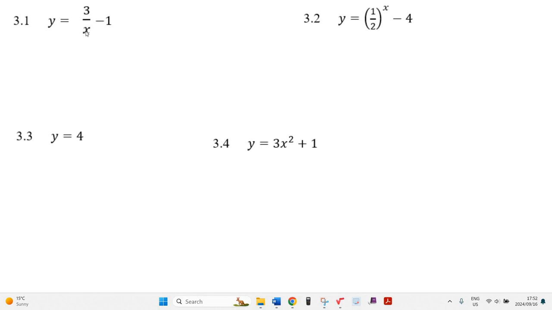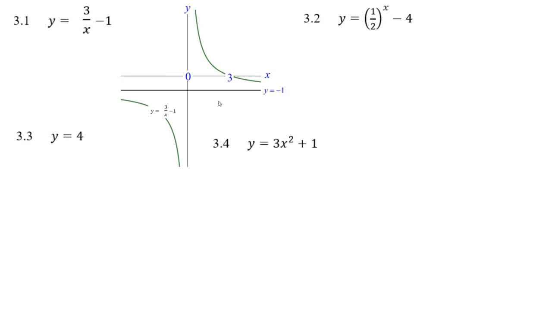You can't let x equal 0 because you're not allowed to divide by 0. But if you let y equal 0, this has to be 1 minus 1. x must be 3. Well, that's enough information to sketch the graph. y equals -1 is one of the branches. x equals 0, the y-axis, is the other branch.